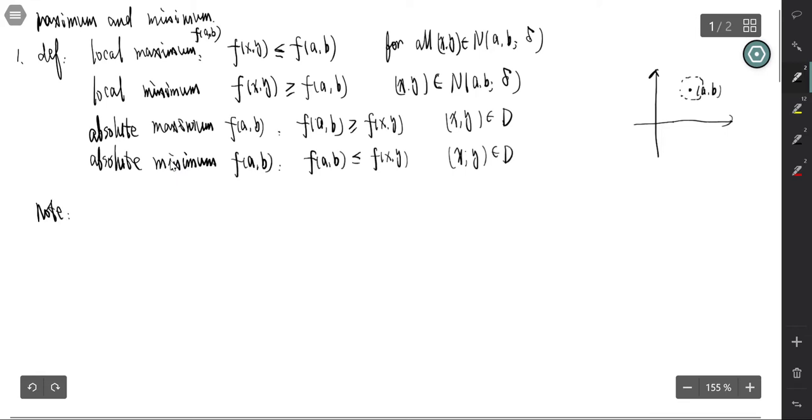Sometimes we say that maximum and minimum are called extrema. That means extrema contains maximum and minimum. That's the definition of maximum and minimum.